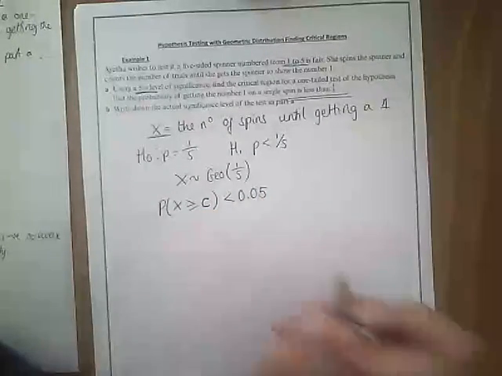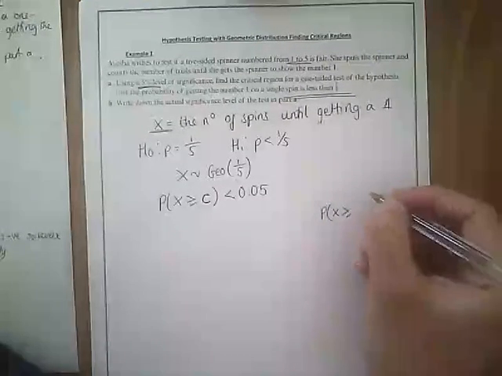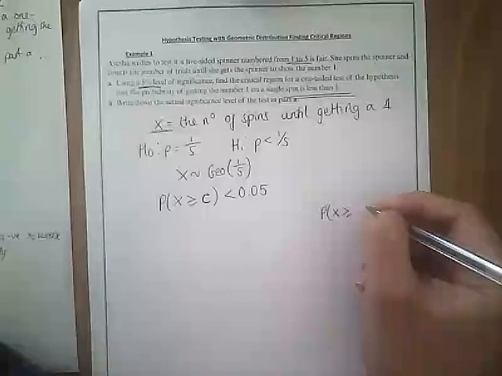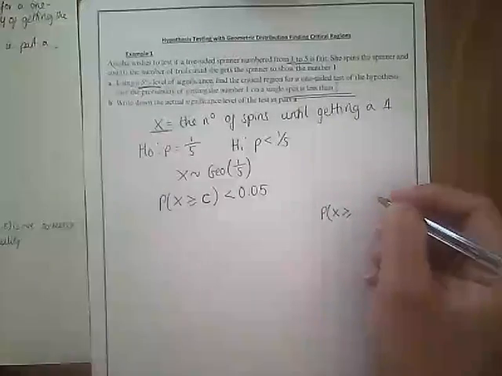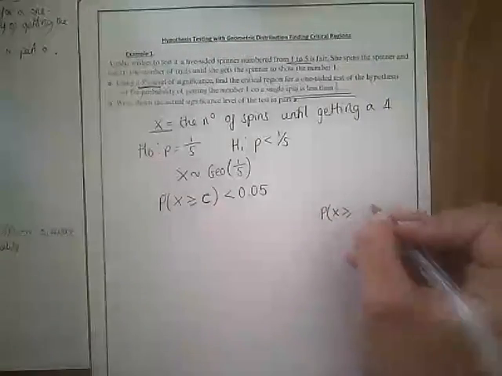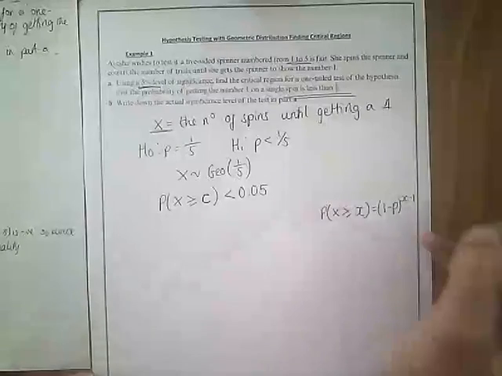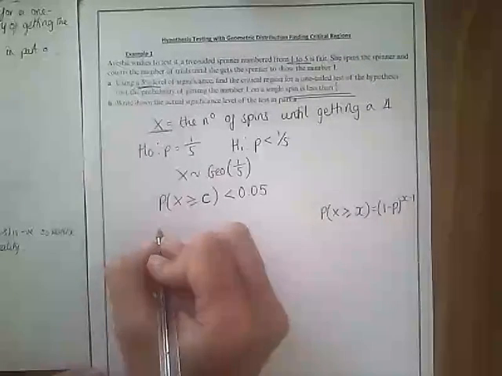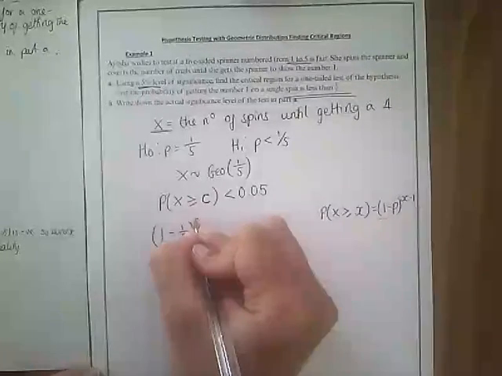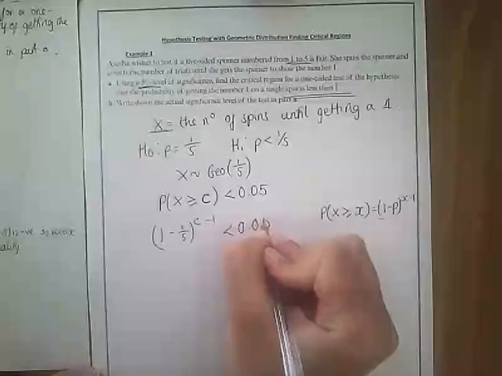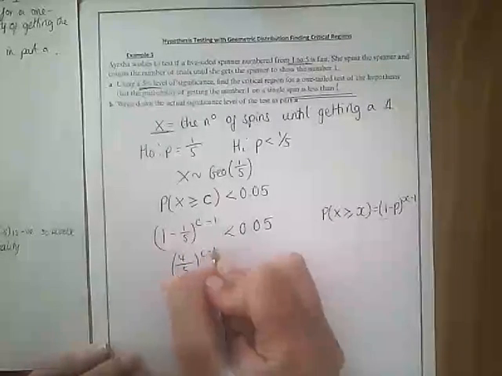Okay, now from the key points which I've given to you, I put on Showing My Homework when you were doing the negative binomial and geometric mixed exercise, in order for this to be true, the formula we are going to use is 1 minus p to the power of x minus 1. So this side is going to be 1 minus a fifth to the power of c minus 1. We need that to be less than 0.05. We need that to be less than 5%. So obviously that's 4 fifths, or 0.8.